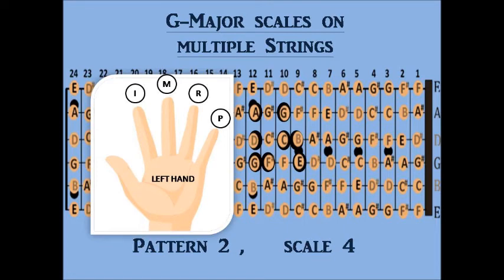Now let's see our last scale with pattern 2, which starts from the 5th string 10th fret, middle finger, is G. 5th string 12th fret, pinky finger, is A. 4th string 9th fret, index finger, is B. 4th string 10th fret, middle finger, is C. 4th string 12th fret, pinky finger, is D. 3rd string 9th fret, index finger, is E. 3rd string 11th fret, ring finger, is F sharp. 3rd string 12th fret, pinky finger, is G. Let's hear it.